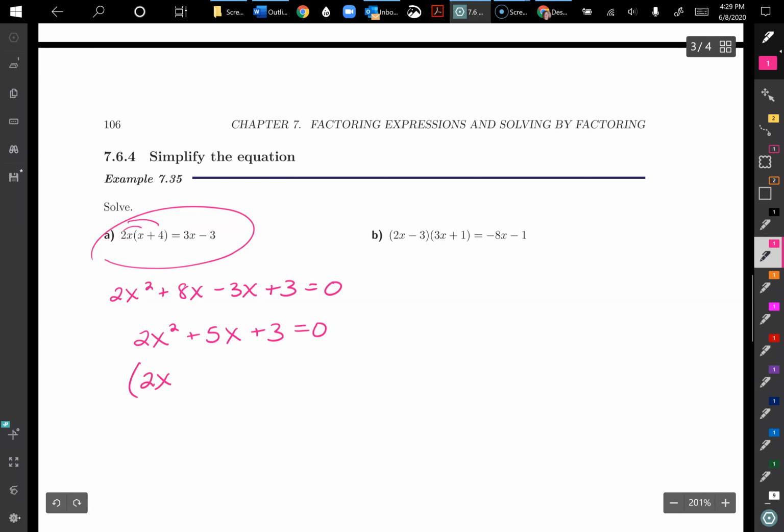So I have 2x times x equals 0. And then I would have my ends being a 3 and a 1. Let's try 3 and 1. So I would have a 1x and a 6x.